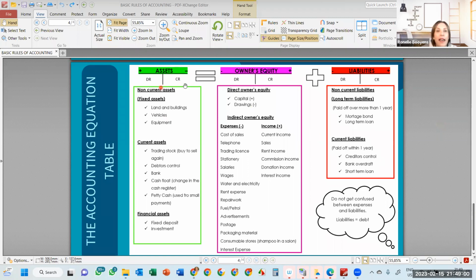Now you will see here at the top, we've got our accounting equation, which we've just started to unpack on the previous page. Assets equals owner's equity plus liabilities. What the business owns is equal to what the business owes. And you're going to see now it's going to make more sense.